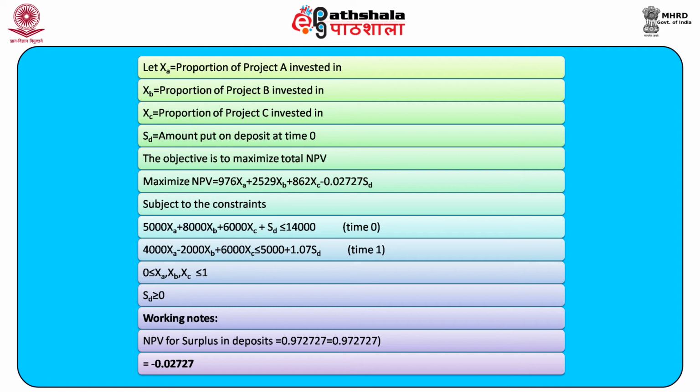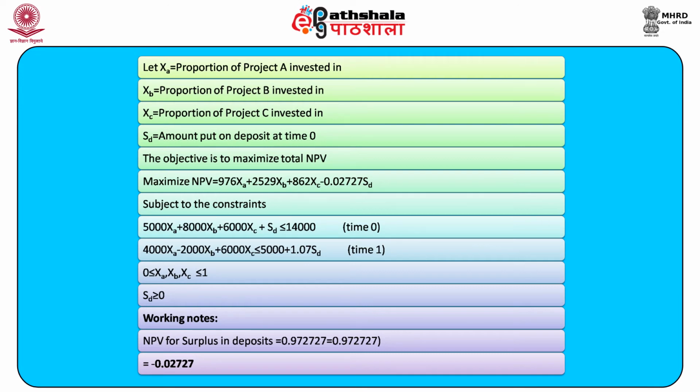Subject to the constraints: 5000 XA plus 8000 XB plus 6000 XC plus ST is less than or equal to 14,000 times 0; 4000 XA minus 2000 XB plus 6000 XC is less than or equal to 5000 plus 1.07 ST times 1, where XA, XB, XC are greater than or equal to 0 and less than 1. ST is greater than or equal to 0.